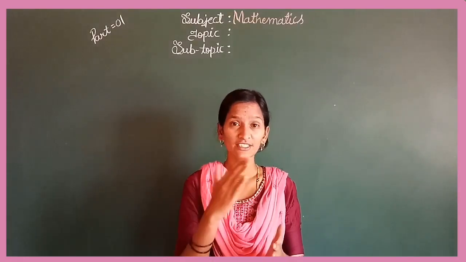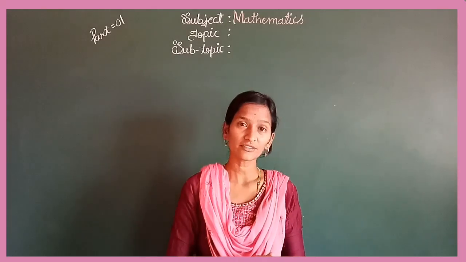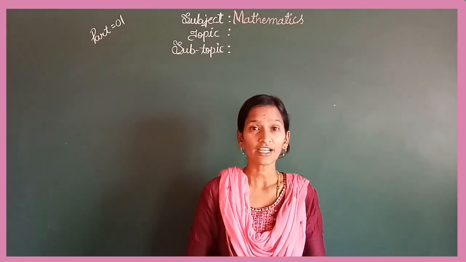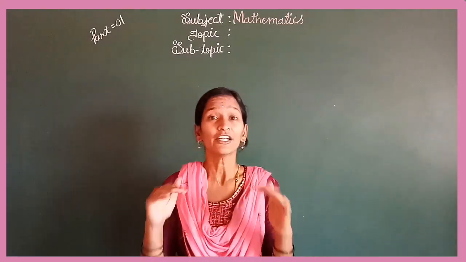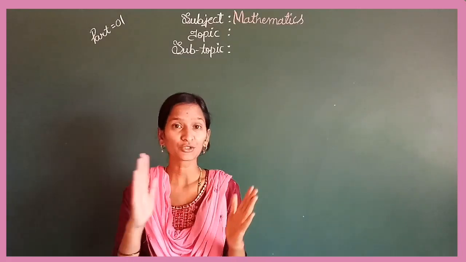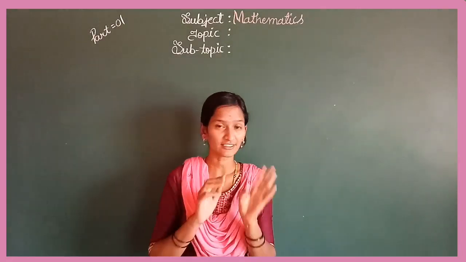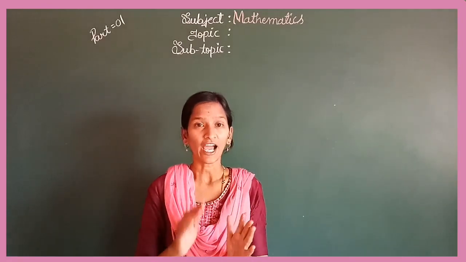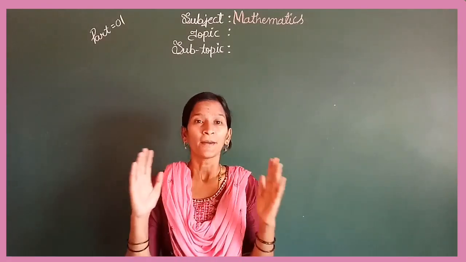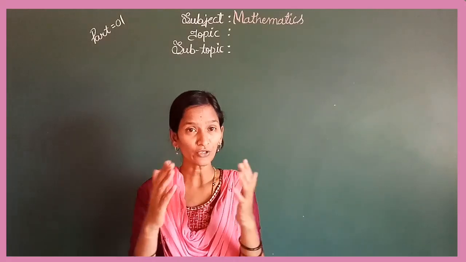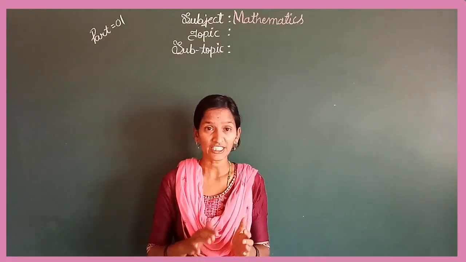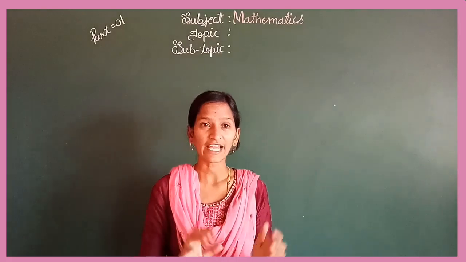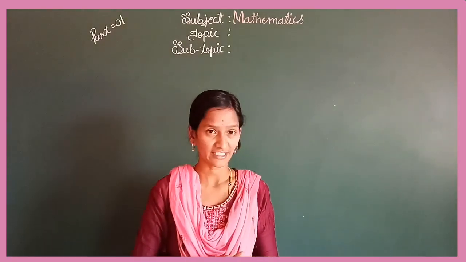Friends, by observing this activity, what would you learn? Yes, you learn different containers have different capacities to hold liquids, right? This is the first one. So what is the second one? Which container is big in size? Big in size, they have more capacity. And which container is small in size? They have less capacity, right?